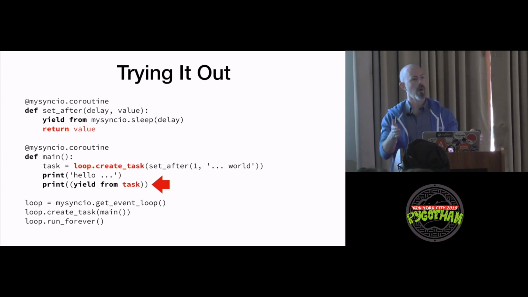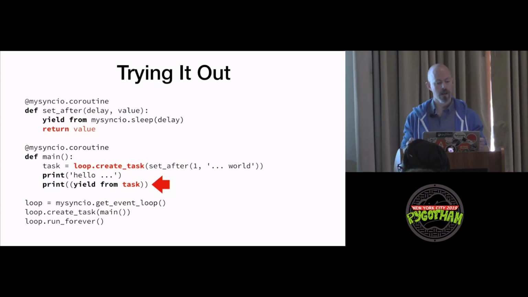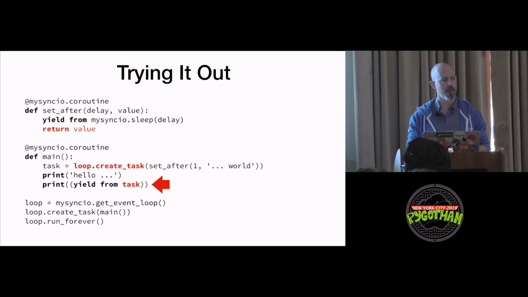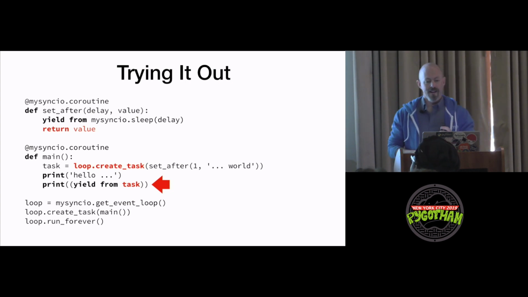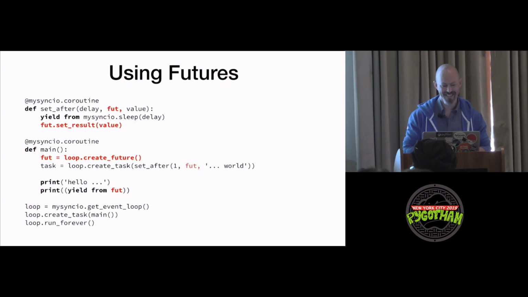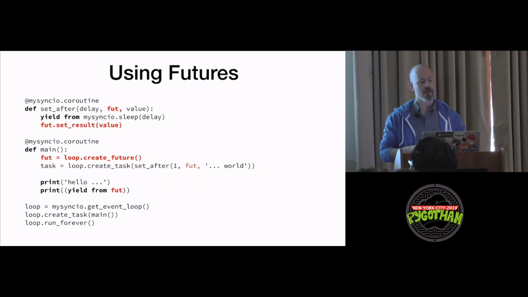So the task is going to take 1 second to complete. And so we can do this awaiting, yielding from the task. And when that eventually completes, we'll get a value back, which will be this world string, and then it prints out. So this prints out hello, and then waits a second, and then prints world. I admit it's a very complicated way of doing that. We can make it more complicated, so using futures as well.